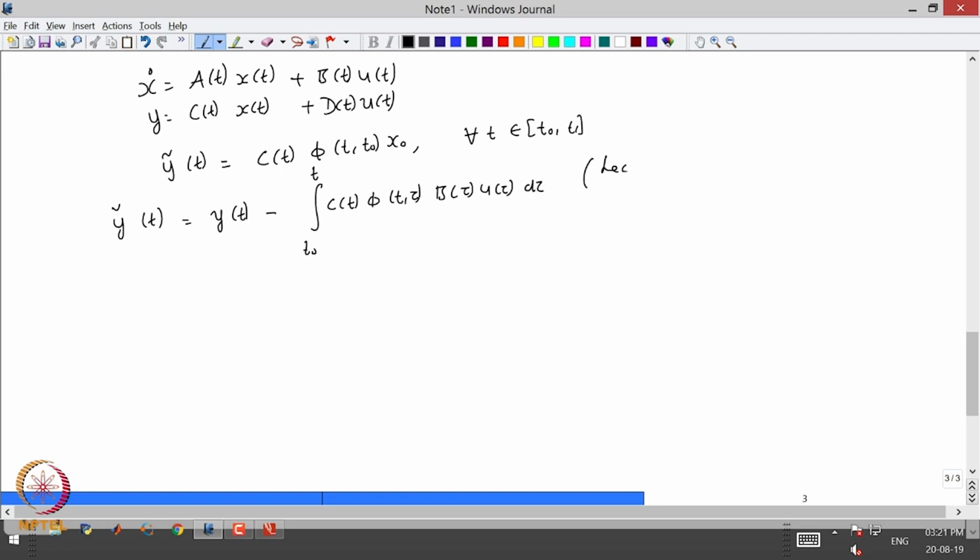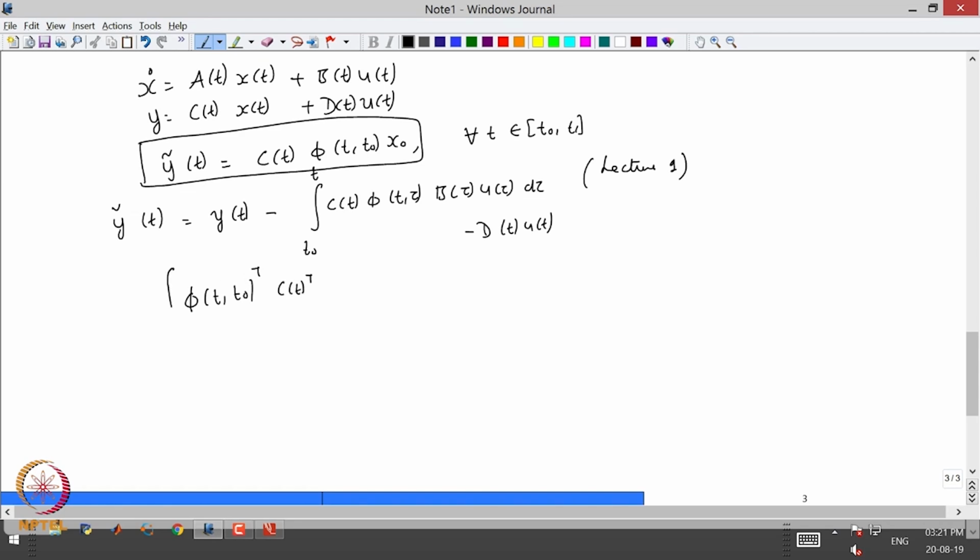For this, we just refer to lecture 1 of this week on how we get this derivation, and then you have a minus D(t) u(t) also here. Now take this expression, and what I do is I pre-multiply it by phi transpose and C transpose, and integrate from t0 to t1. On the right hand side, from t0 to t1, again I pre-multiply by phi transpose C(t) transpose C phi.